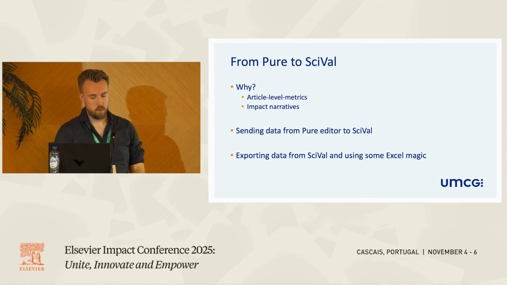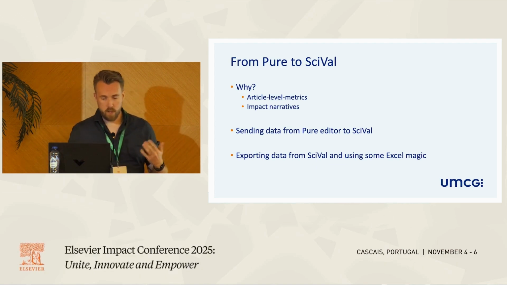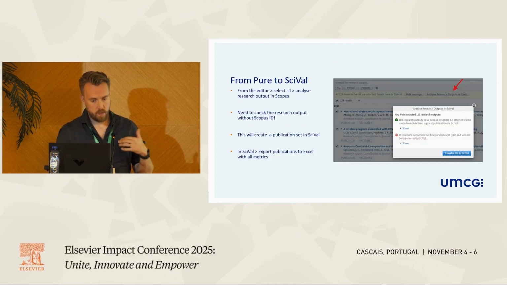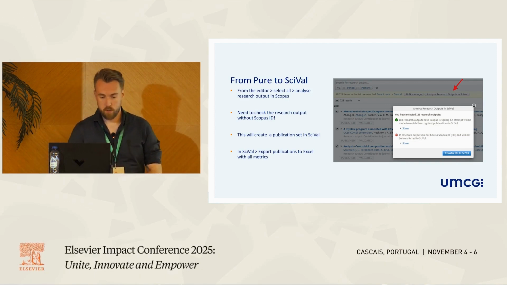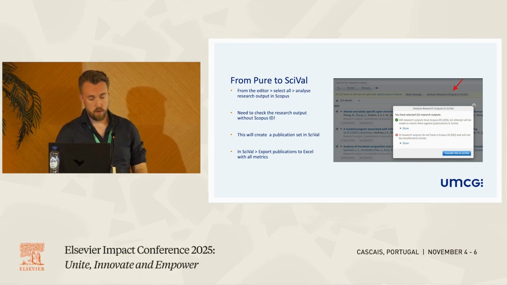We're sending data from Pure in the editor to SciVal, and in SciVal we usually get it back. We export it to Excel, and then we use our Excel magic to actually make a report out of that. So from Pure you can send it to, and I realized that I made a typo here where it says Scopus, it should be SciVal, but you send it to SciVal. What it does is it checks all the IDs that you have in your Pure, your Scopus IDs, and it will send them to SciVal.